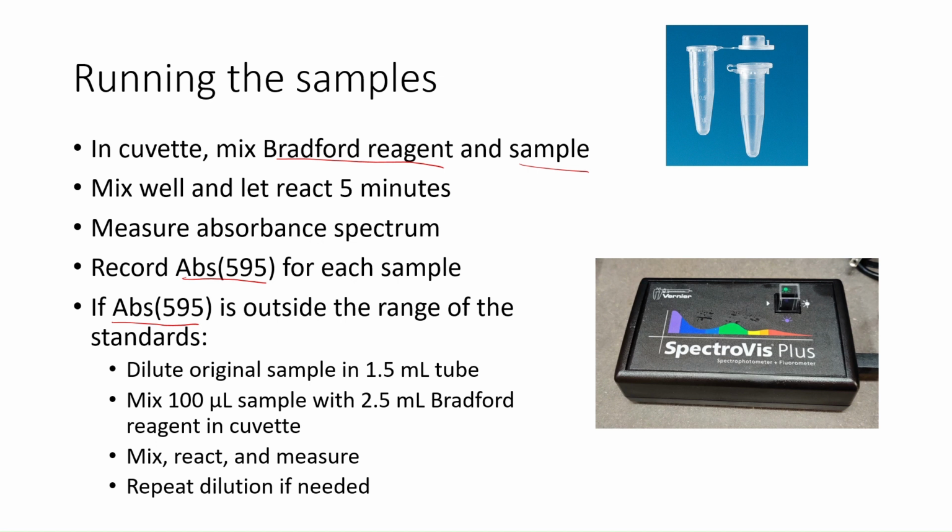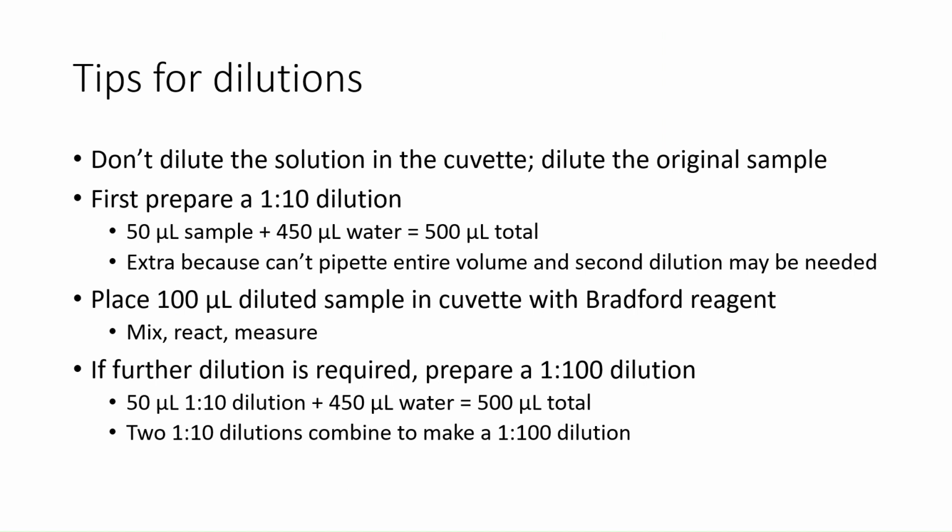So if that's the case, you're going to want to dilute your original sample in one of those 1.5 milliliter tubes. And then you'll take 100 microliters of that diluted sample and mix it with 2.5 mLs of the Bradford reagent in a cuvette. And then you'll do the same: mix together, let the reaction happen, and measure the absorbance. And then if necessary, you'll have to repeat that dilution and run the Bradford assay another time. So let's now talk a little bit more about how to do those dilutions.